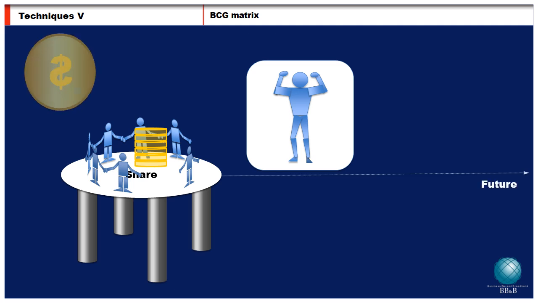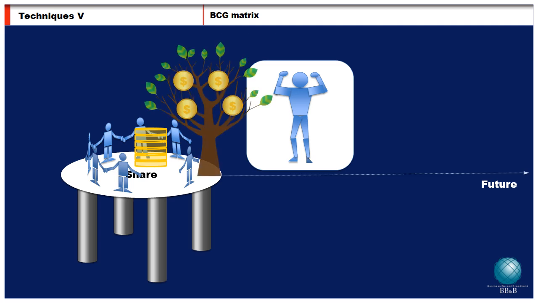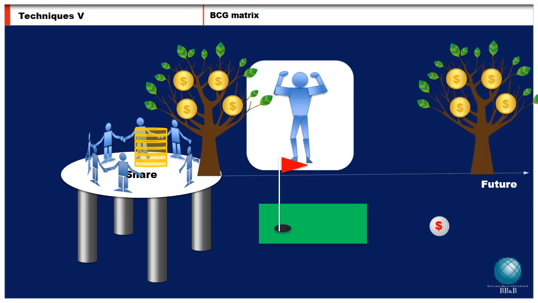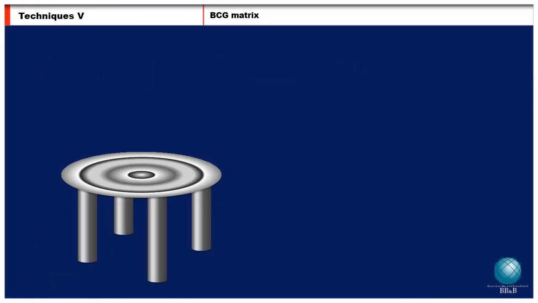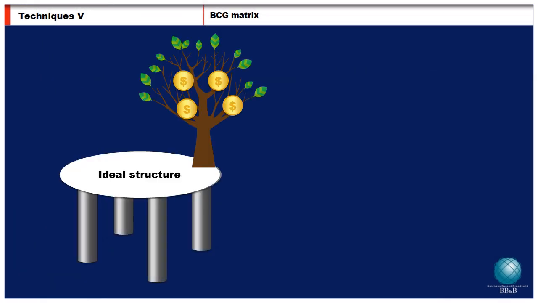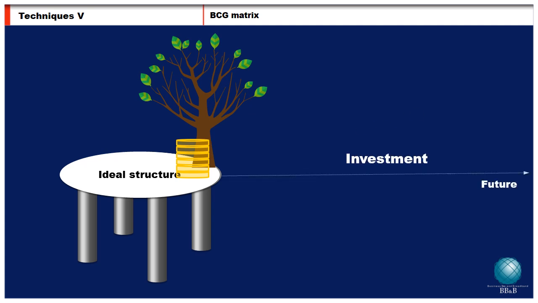Let's assume cash making is the most important value of a firm. Existing businesses are money trees for the present. Growing businesses are money trees for the future and might even be a money pit at present. So an ideal structure is clear. That's cash flow from existing businesses should be invested in businesses that will grow in the future.